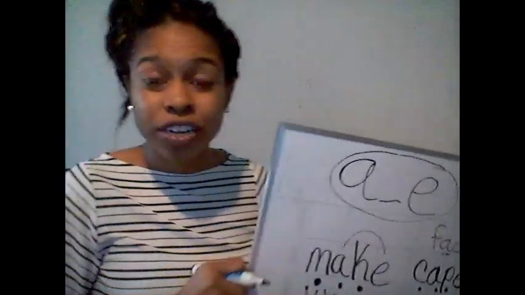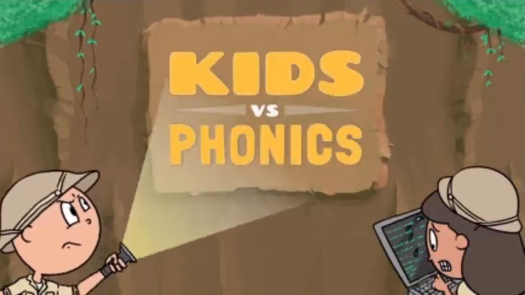So to finish the class, we're going to watch a video from Kids versus Phonics, and they show us many different words where we can see and hear the A sound. Okay, let's watch. Kids versus Phonics.